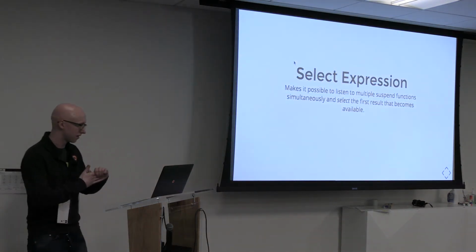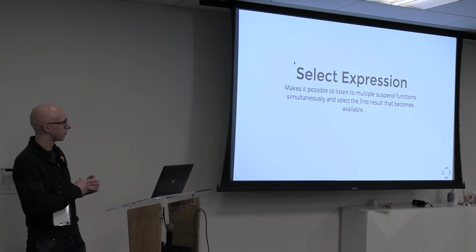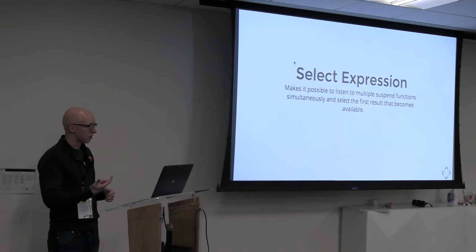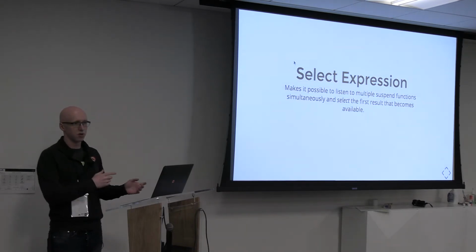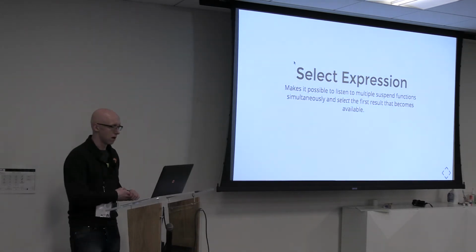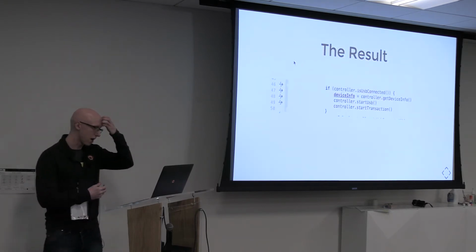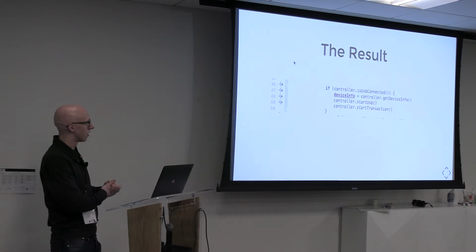So yeah, this select expression is a really nice feature with coroutines. It makes it possible to listen to multiple suspend functions simultaneously. Here we're just listening to channels, but you can use it for any suspend function. And the result of this is we have a nice API like this.